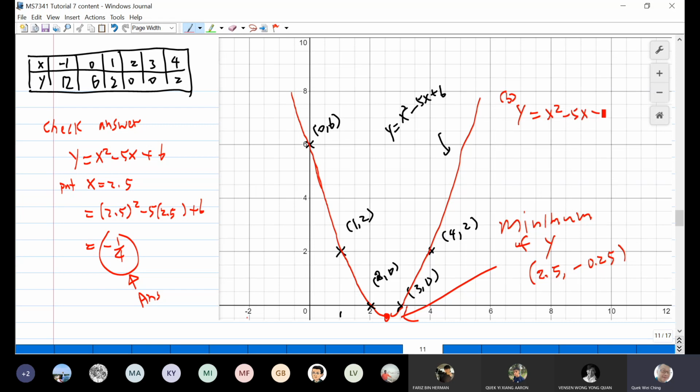Y is equal to x squared minus 5x plus 6, right? So you put y equal to 0 now. You get x squared minus 5x plus 6 equals 0. So when does this happen? Y equal to 0 means where? Y equal to 0 means it's a horizontal line. So this line here is y equal to 0.